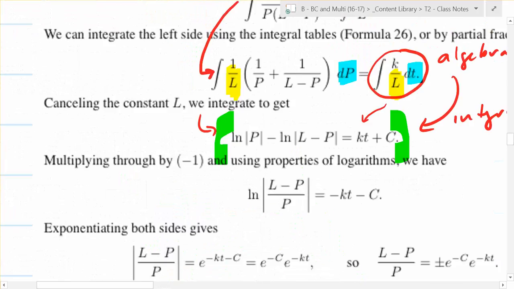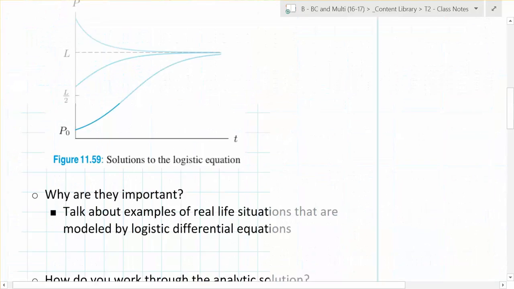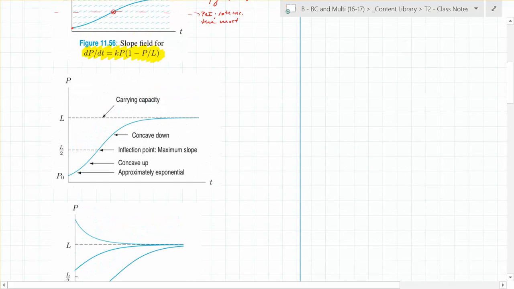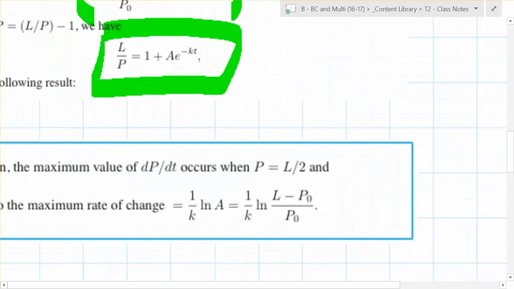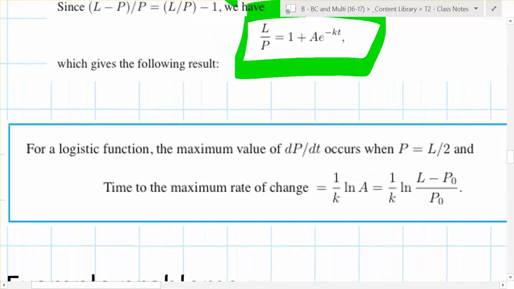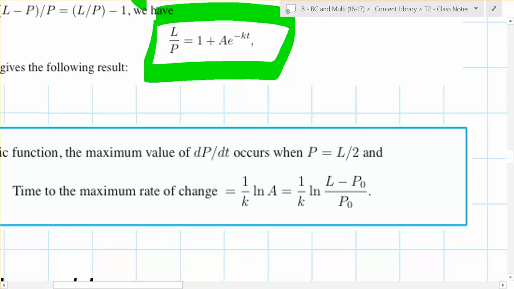Do you remember from the diagram I flashed by here? Remember what L represents? Carrying capacity. The carrying capacity of the population. So it's notation heavy. For a logistic function, the maximum value of dP/dt occurs when the population is half of the carrying capacity. Time to the maximum rate of change is equal to that equation right there.